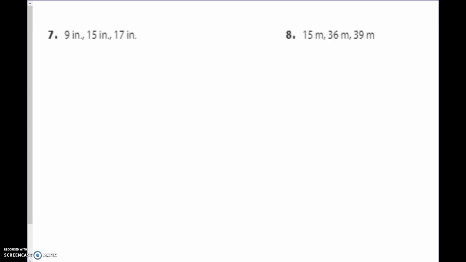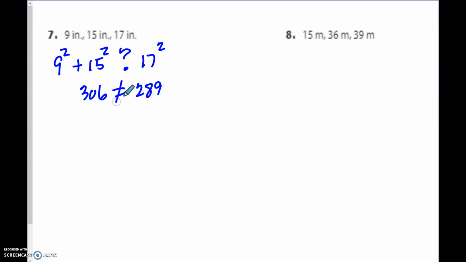All right, number 7, we want to know, is 9 squared plus 15 squared equal to 17 squared? So 9 squared plus 15 squared is 306. And does that equal 17 squared, which is 289? And the answer is no, they are not equal. So this is not a right triangle.